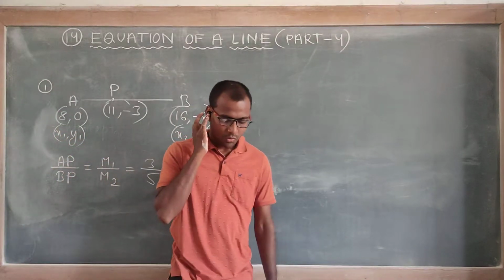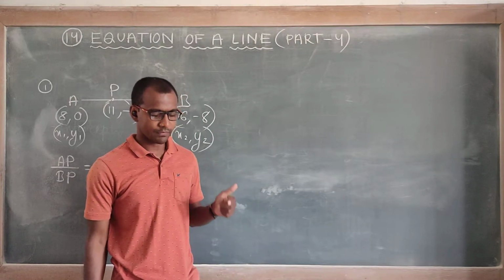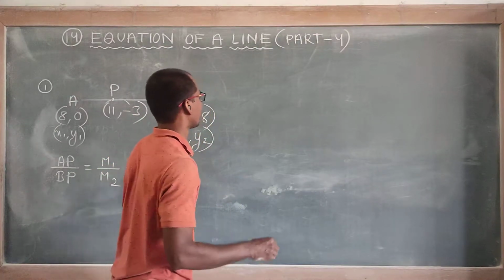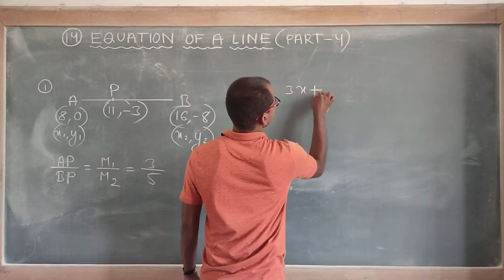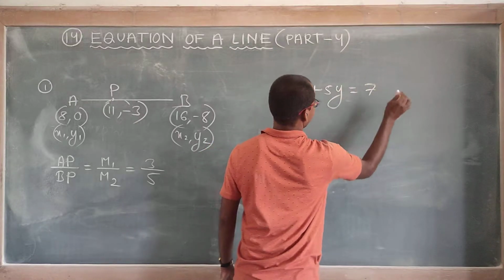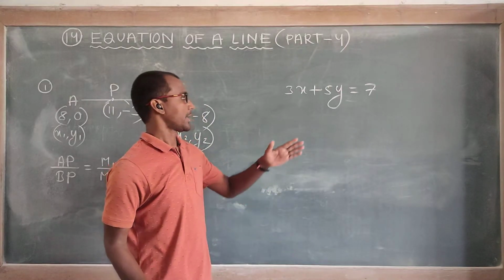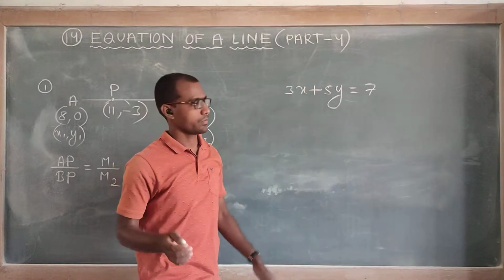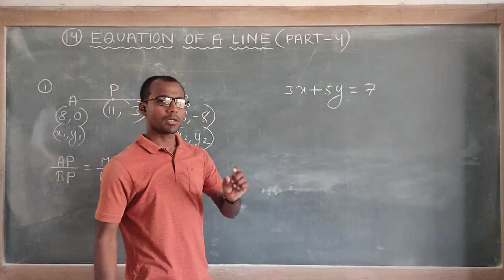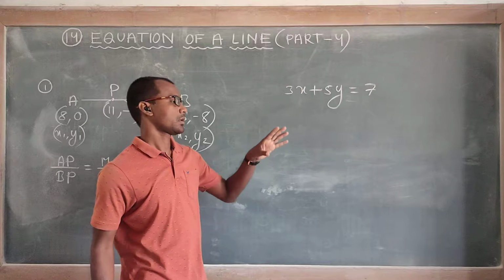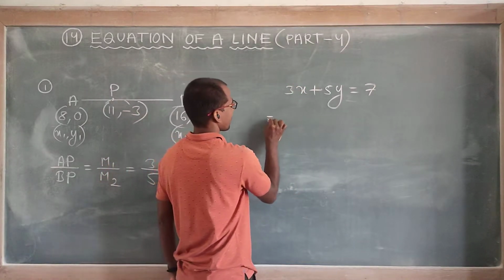Next, also find the equation of the line through P and parallel to 3x plus 5y is equal to 7. So another line is given, whose equation is 3x plus 5y is equal to 7. From the equation we are not able to know how the line would look. It will be moving up or moving down, I don't know. So how to get that? If you get the slope, you can know whether the line is moving up or moving down.